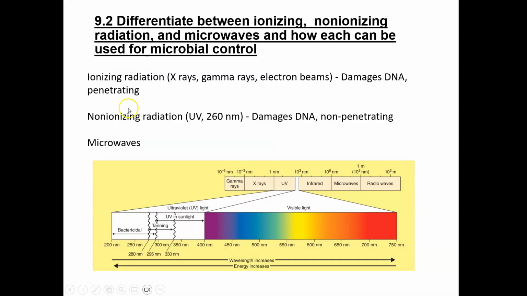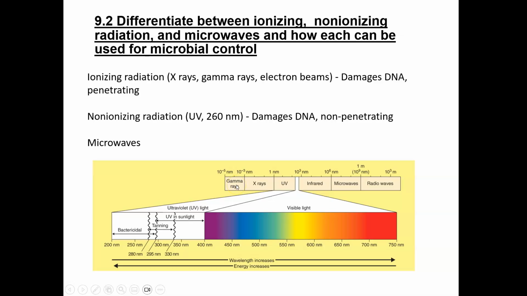Oh, I skipped ionizing. Here we go. Ionizing radiation is more intense. So here, as we go this way, we get stronger energy. X-rays and gamma rays are what we call ionizing radiation. And these wavelengths are more penetrating. They're much more potent, and they also damage DNA, but they can go through things.